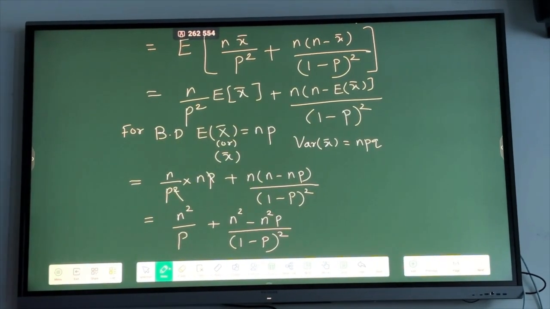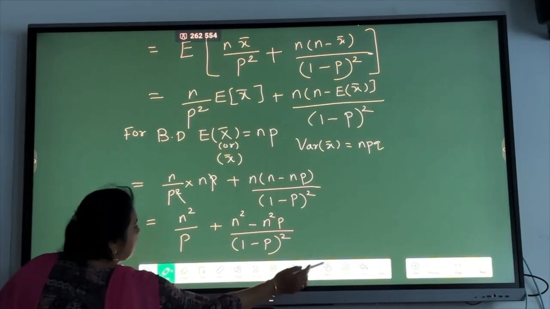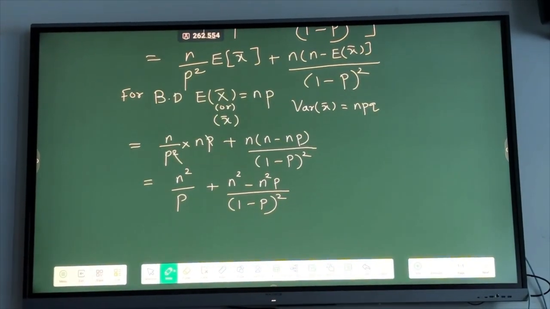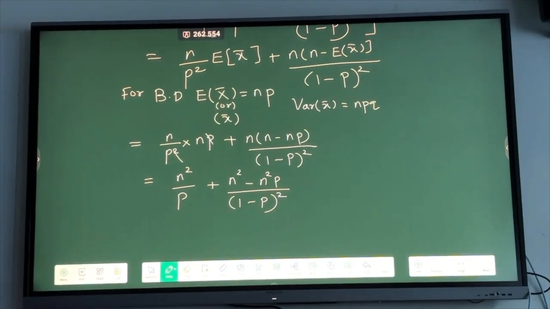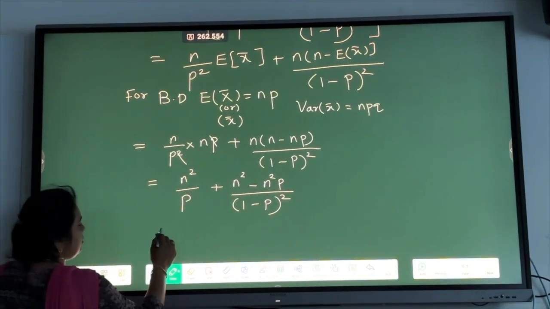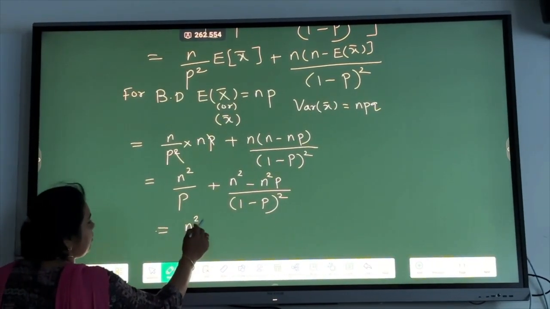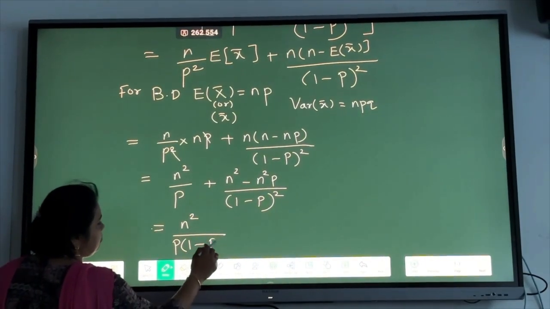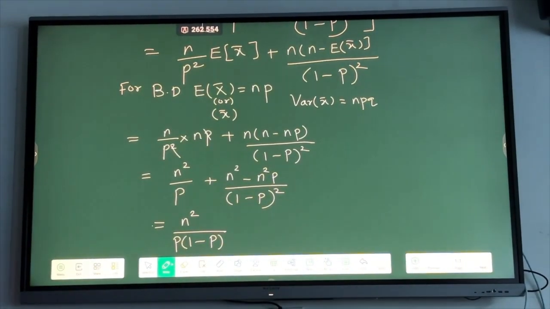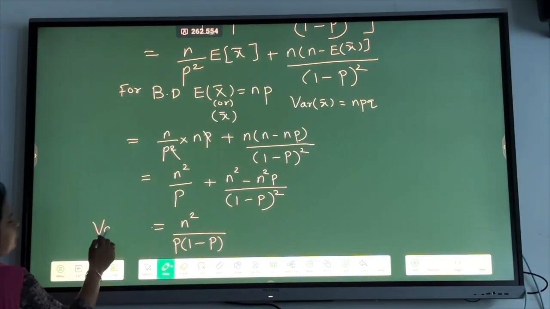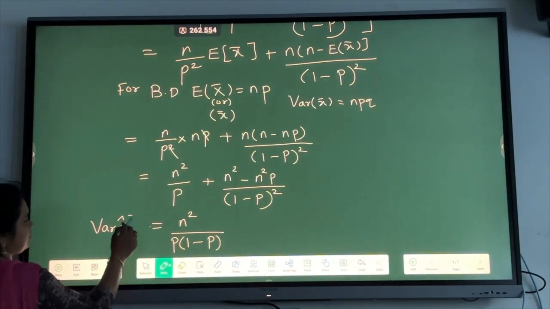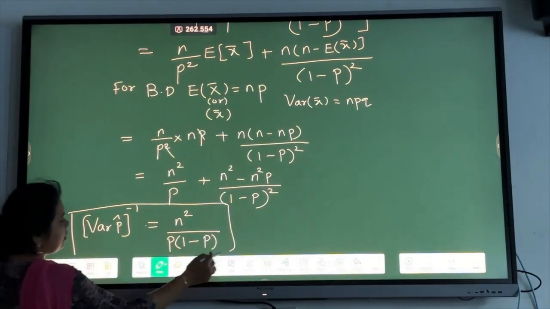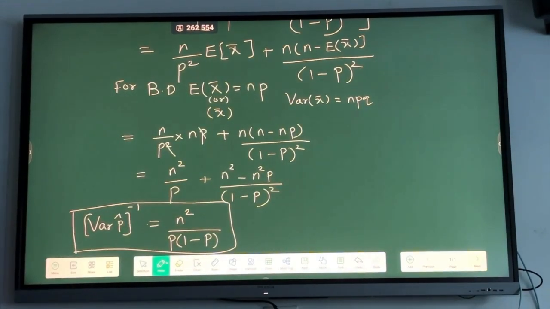Okay. So now taking LCM, we get the answer to be n square by p into 1 minus p. So this is the answer for variance. So this is the solution for the problem.